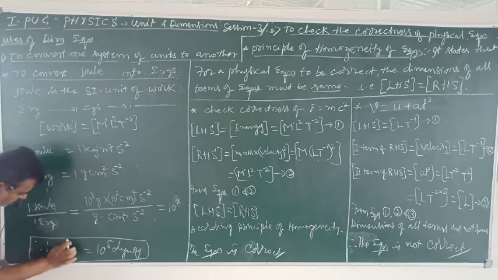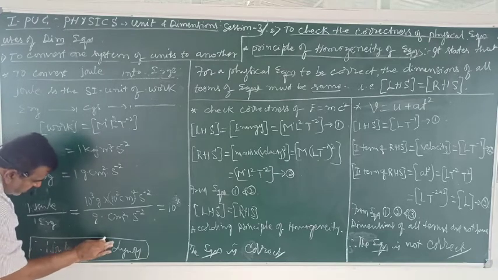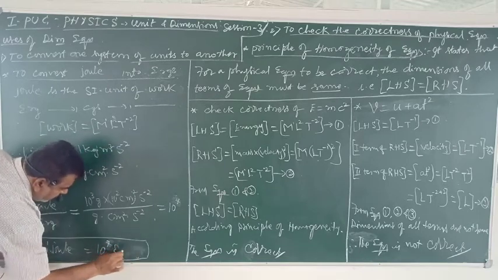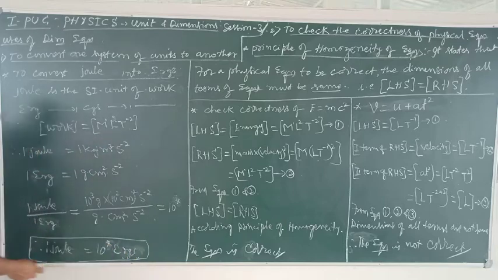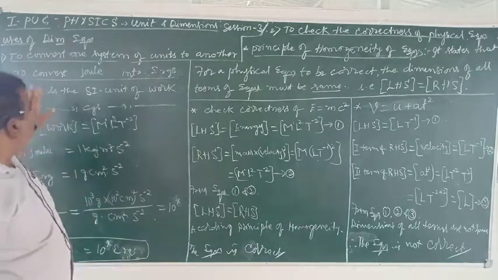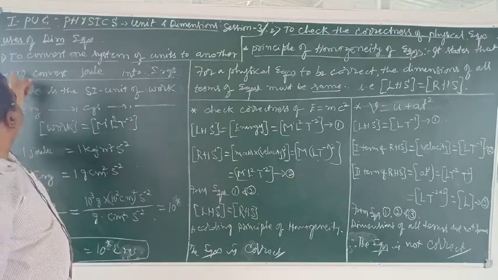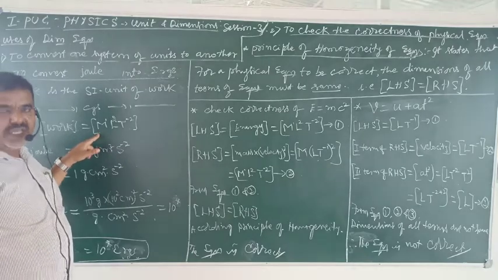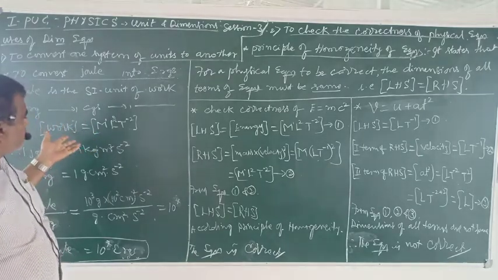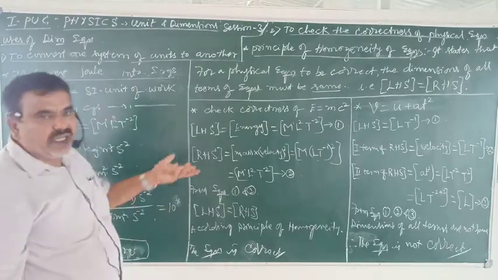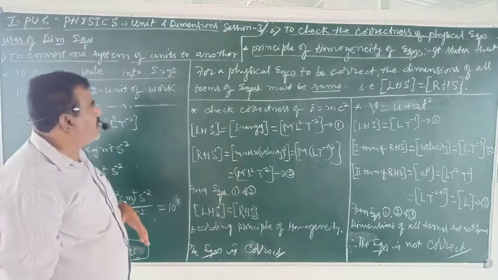Therefore, 1 joule equals 10 to the power of 7 ergs. This is how we can convert one system of unit to another. These are the different uses of dimensional equations. Similarly, there are so many uses. If you know these things, you can apply the same thing to others also.